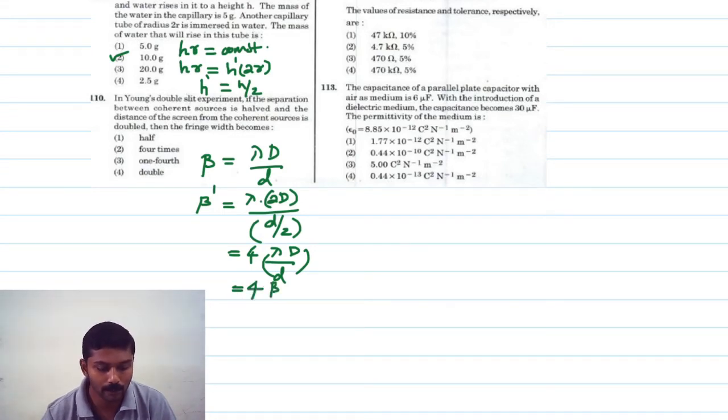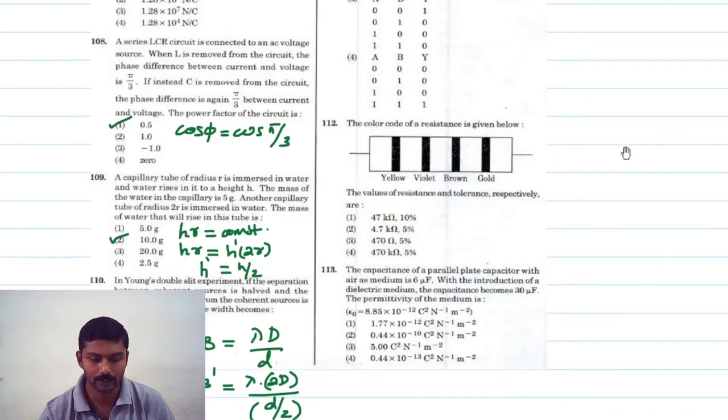So I believe that you could see this. You could see this, yes, 4 times beta. So that is the right answer for you. Okay, so let me slide down to the next question.